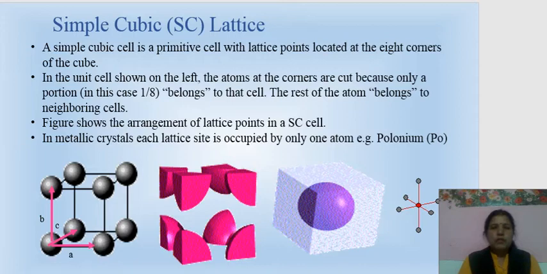First property is the simple cubic lattice. A simple cubic cell is a primitive cell with lattice points located at the 8 corners of the cube. In the unit cell shown on the left, the atoms at the corners are cut because only a portion, in this case 1/8, belongs to the cell and the rest of the atom belongs to the neighboring cells. Figure shows the arrangement of lattice points in a simple cubic cell. In metallic crystals, each lattice site is occupied by only one atom. Example is polonium.